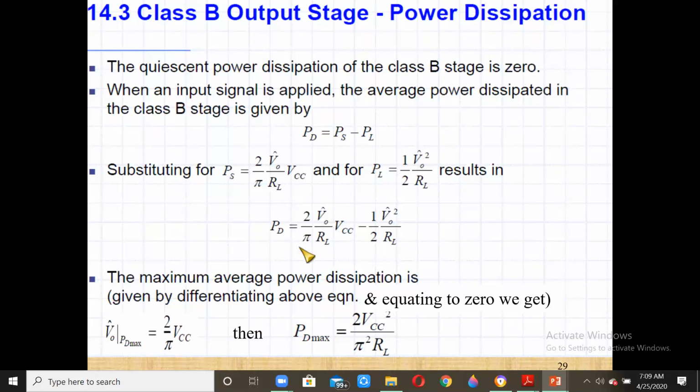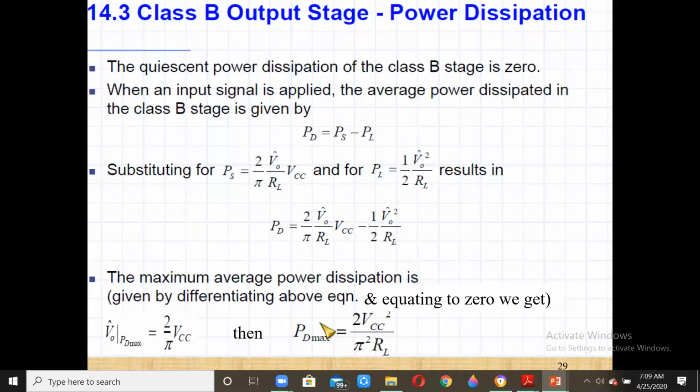So the PS term becomes 4 by pi square VCC square by RL. And if you substitute 2 by pi in the other term, then we'll get 2 by pi square VCC square by RL.